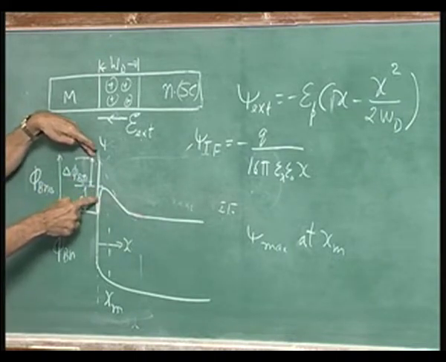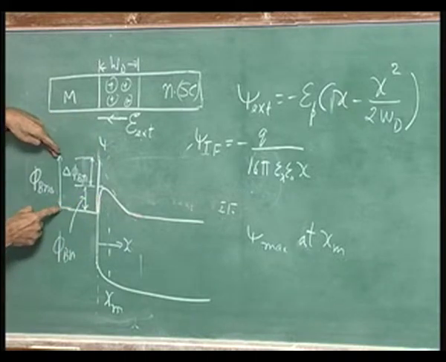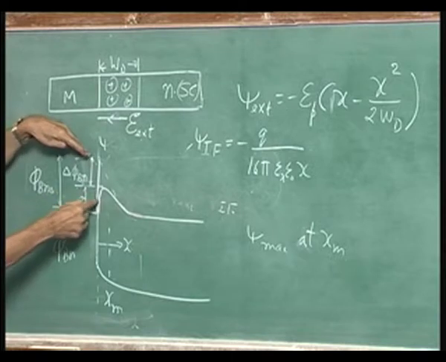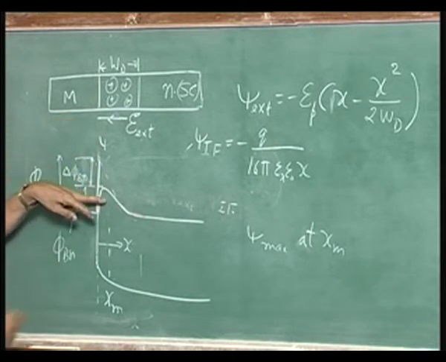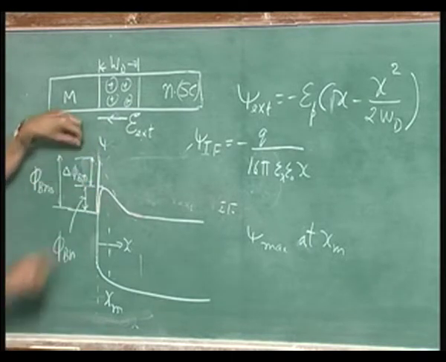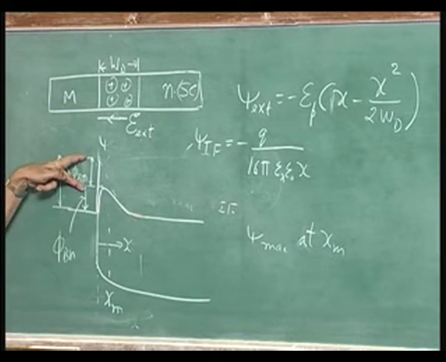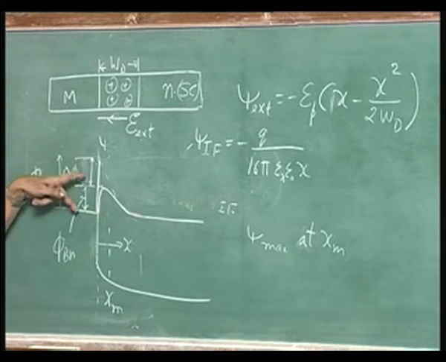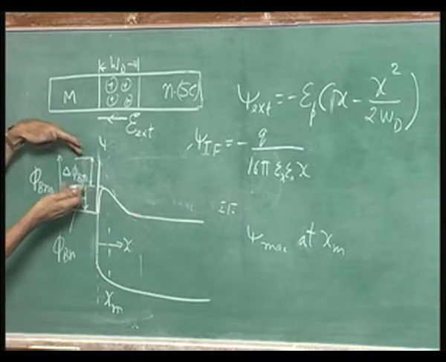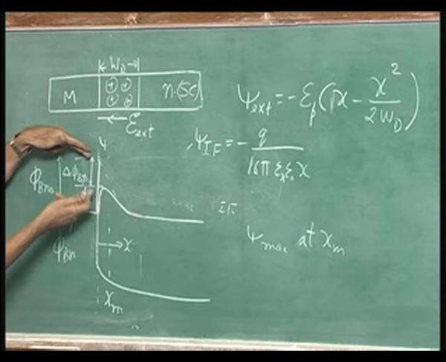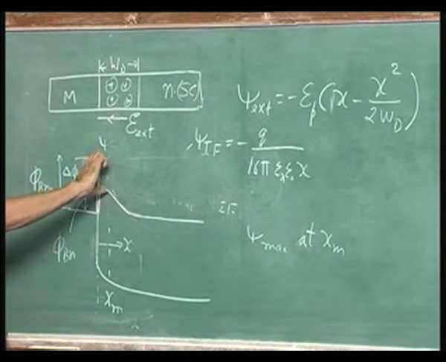Why do you call it delta phi B n? This is the potential barrier which would have been present, but now because the barrier does not go all the way up to that point, it goes only up to this point. As a result, there is a reduction in the phi B n. This is called the image force lowering effect of the barrier height by that amount. How much is that amount? That is the same as this potential.